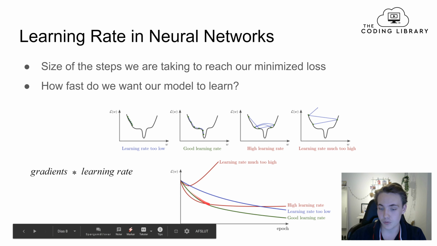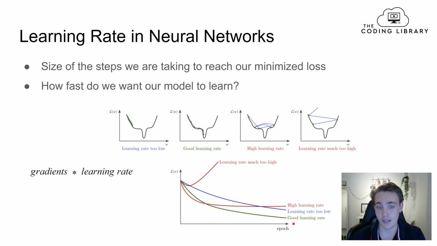So we can see that this green one here is the most optimal one, because we converge towards the global minima and we don't get stuck in a local minima, and it also doesn't take too long to get to the global minima. So this is the objective of the learning rate, and this is how the learning rate affects the neural network when it's training.